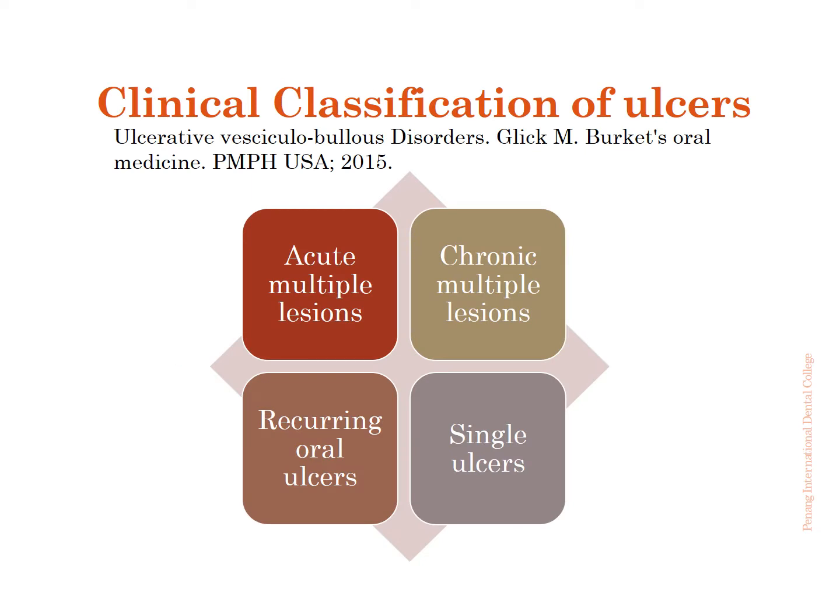So let's look at the clinical classification of ulcers. I'm talking about clinical classification specifically, which is derived from a textbook of oral medicine, Burket's Oral Medicine. When you're looking at a patient with ulcers, they can be classified as acute multiple lesions, chronic multiple lesions, recurring oral ulcers, or single ulcers.